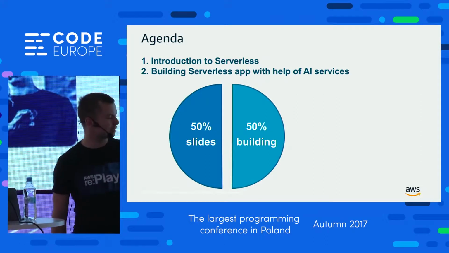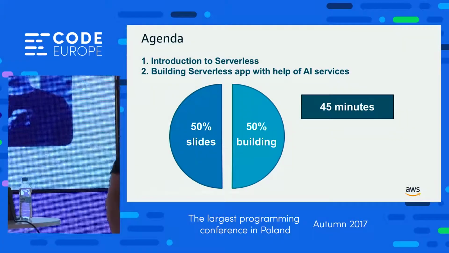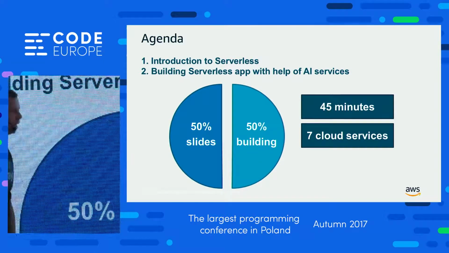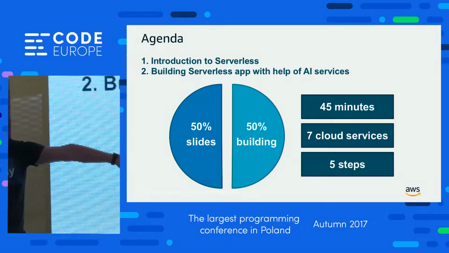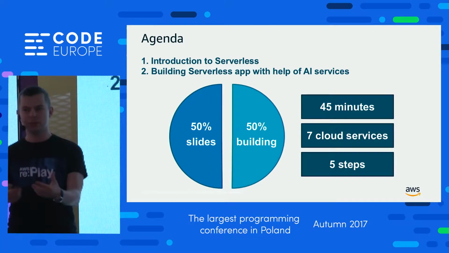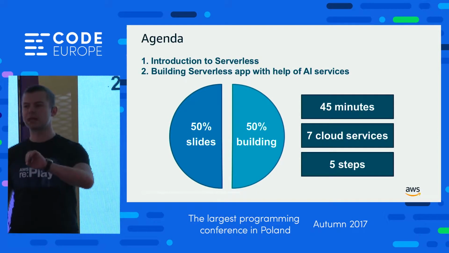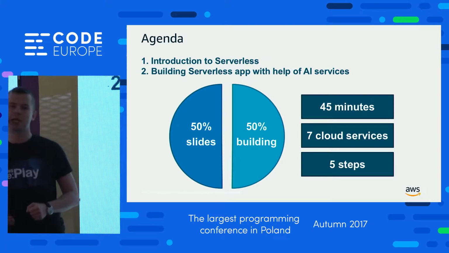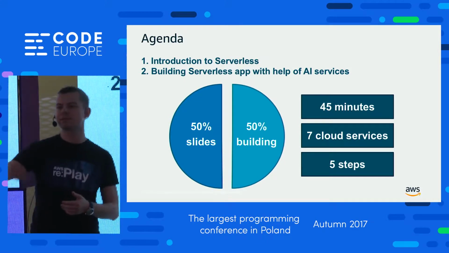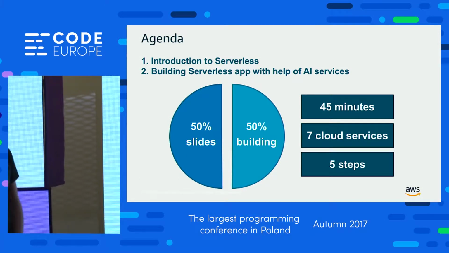It will look more or less like this, that we'll spend 50% of the time on slides, probably less, to be honest, maybe 20%, and the rest of the time really building something. We have got about 45 minutes. We will be using about 7 different cloud services to build this application, and there will be 5 steps. On each of those steps, we'll be extending the application. At the beginning, it will be quite simple. Then we will add something, then we will add something, and so on. So 5 steps. Let's hope we will make it in 45 minutes.